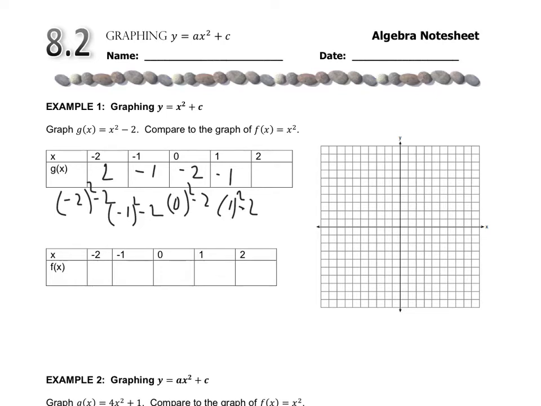And then lastly, when I plug in the 2 and I square it, I get 4. When I subtract 2, I get 2, which matches nicely with the other 2 y value from the original one where we had -2 going in. So first, let's go ahead and graph that.